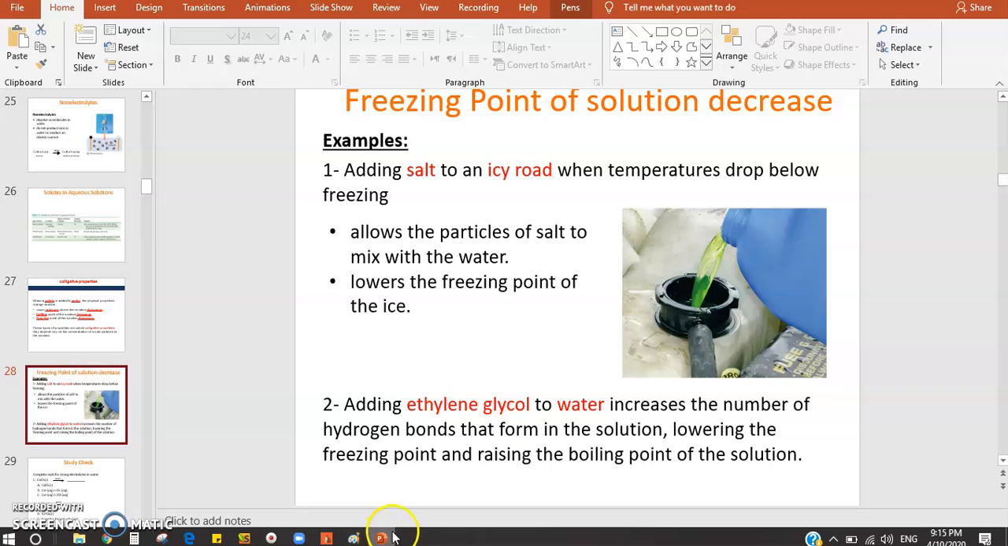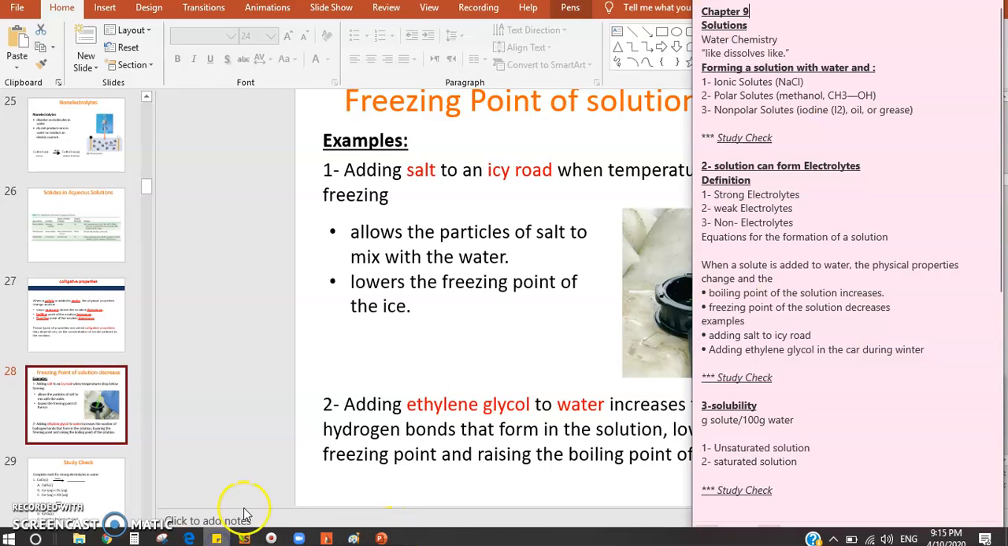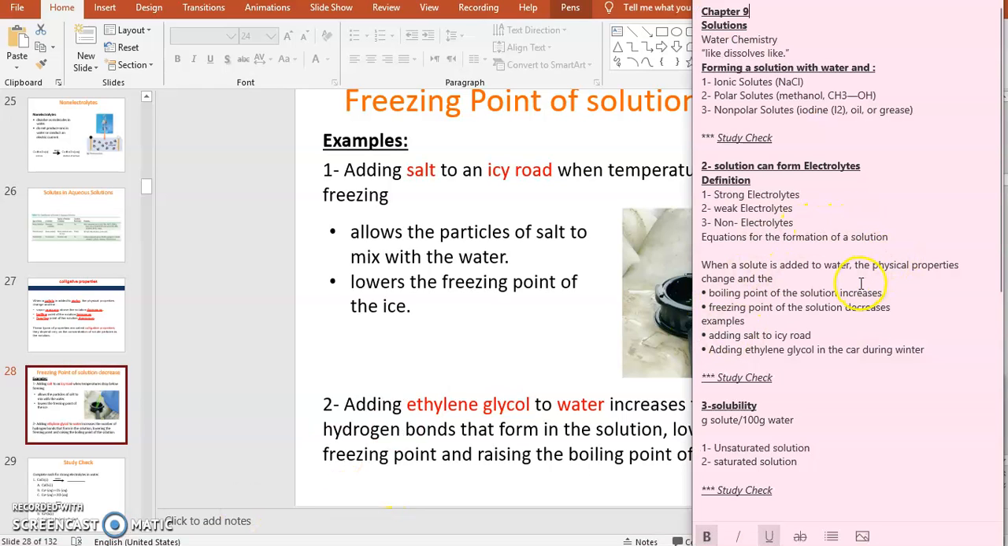So whenever a solid is added to water, actually the physical characteristics of the water change, and also the boiling point and the freezing point of the solution will change. The boiling point of the solution will increase by adding solute to the water, and the freezing point will decrease when the solute is added to water.